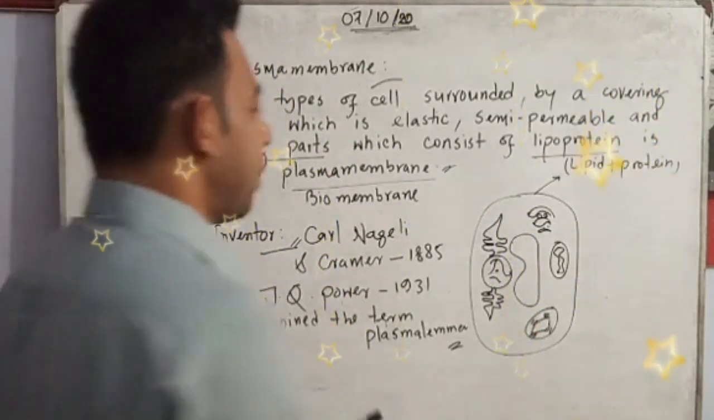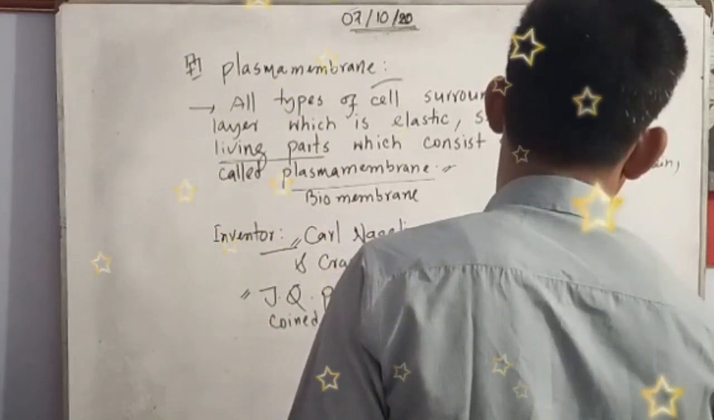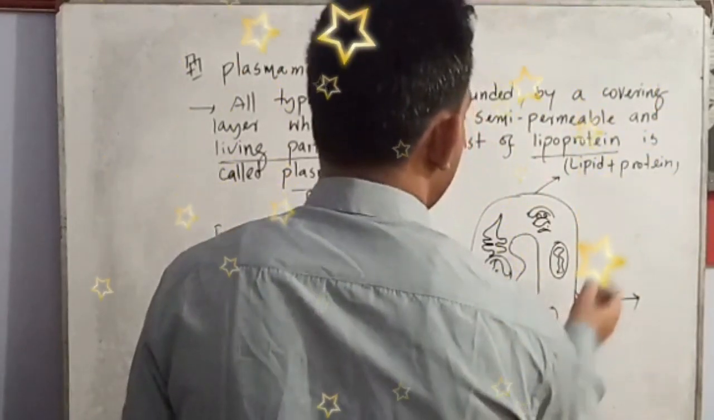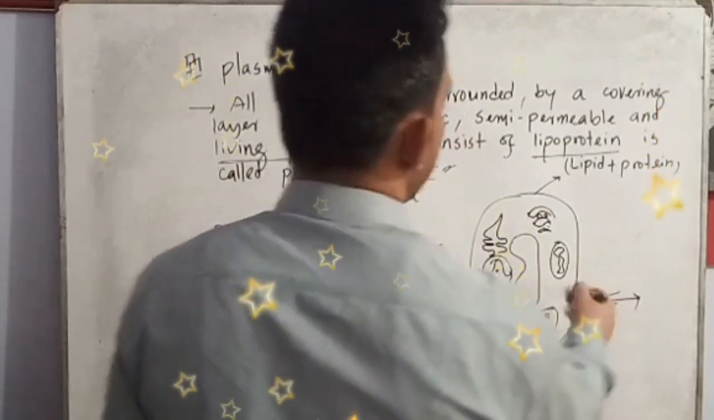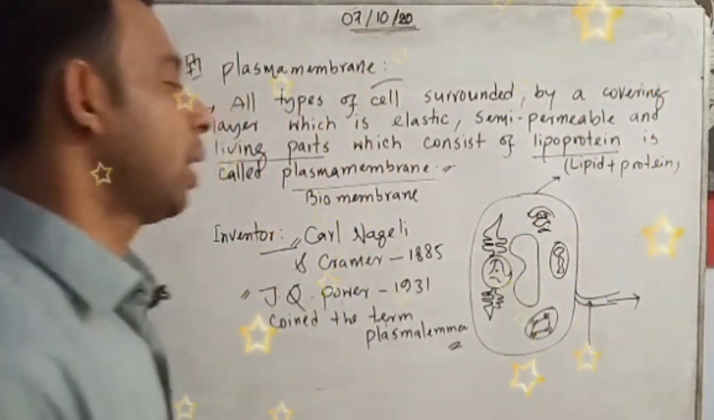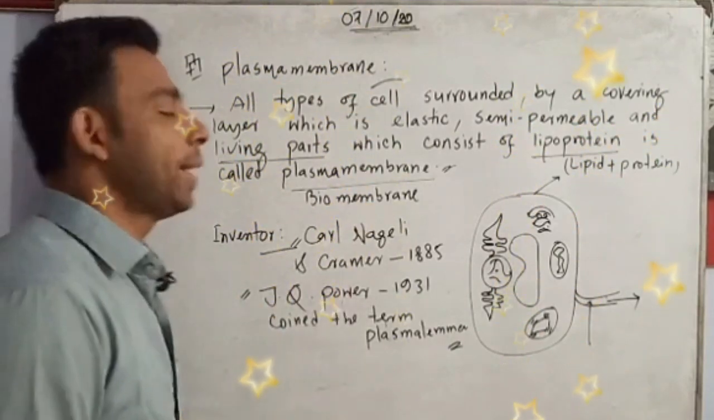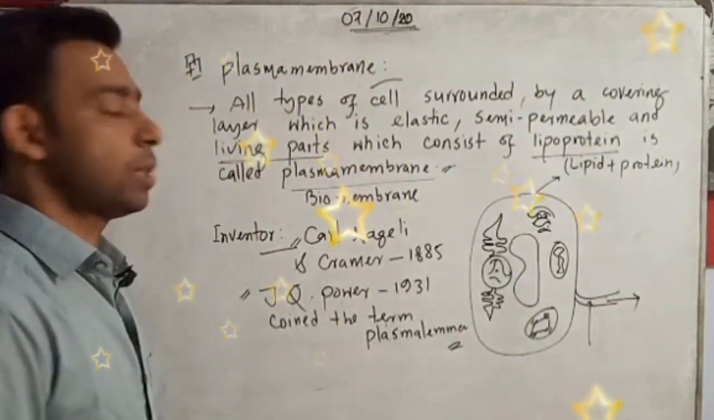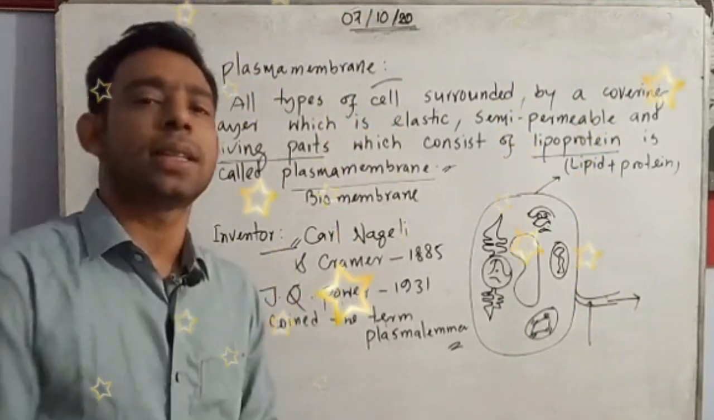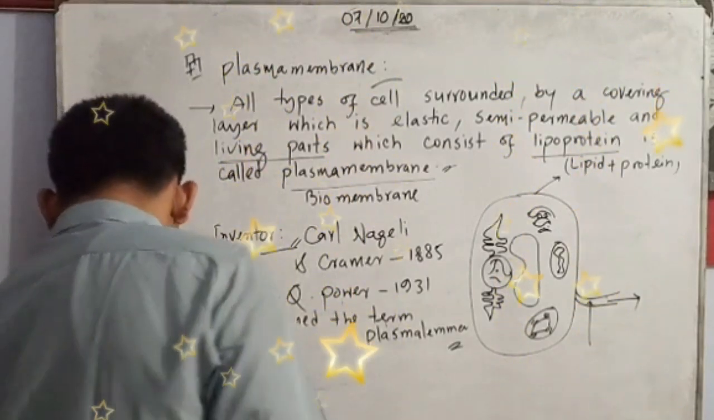Okay, so the plasmalemma, the plasma membrane. Suppose there are lots of cells connecting with other cellular parts with channels and tubes. They make sure a cell can fold inside or outside, and connect with the other cell. This connecting channel of intercellular connection is also termed the plasmalemma. J.Q. Plowe in 1931 coined the term plasmalemma for connecting cell to cell with a channel, making a channel for intercellular connection. I hope you understood this one.